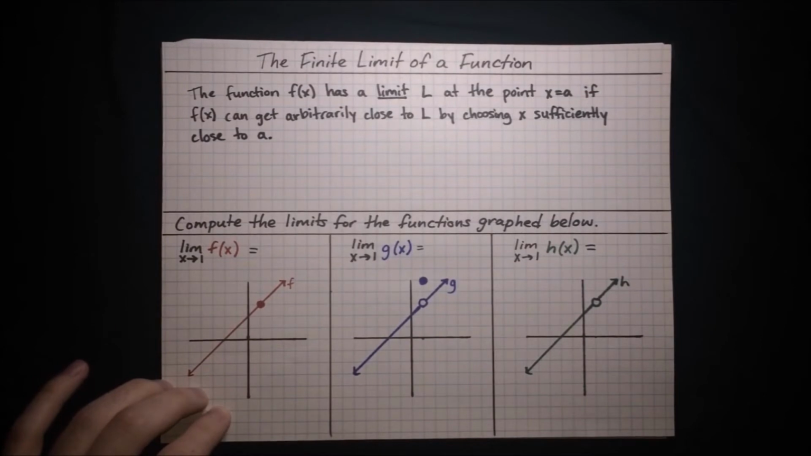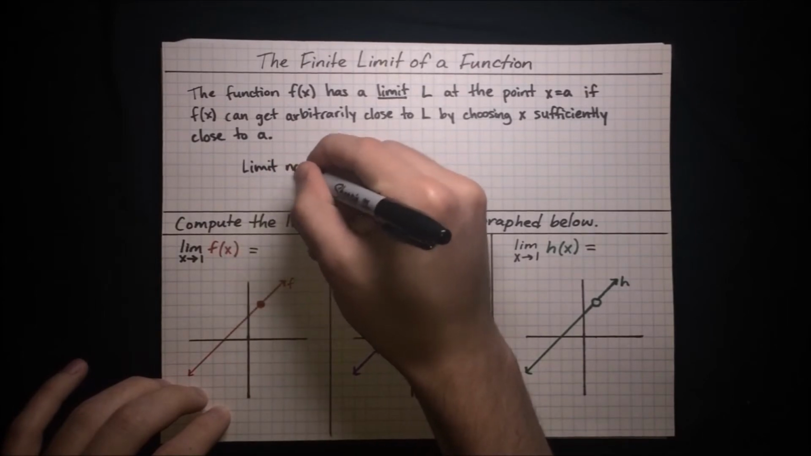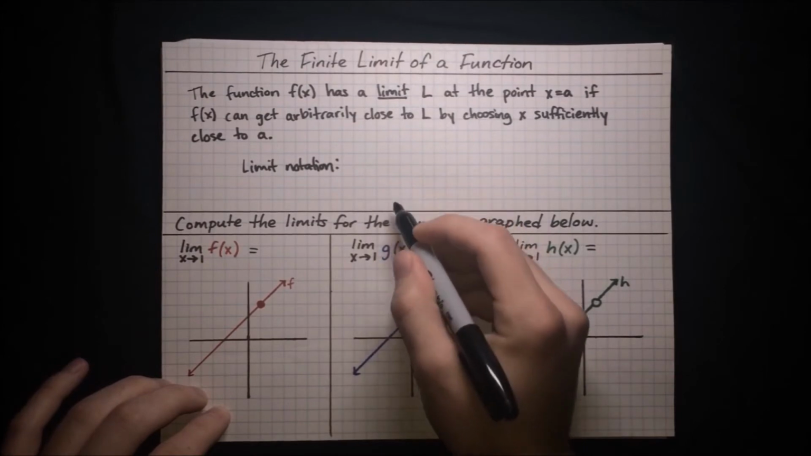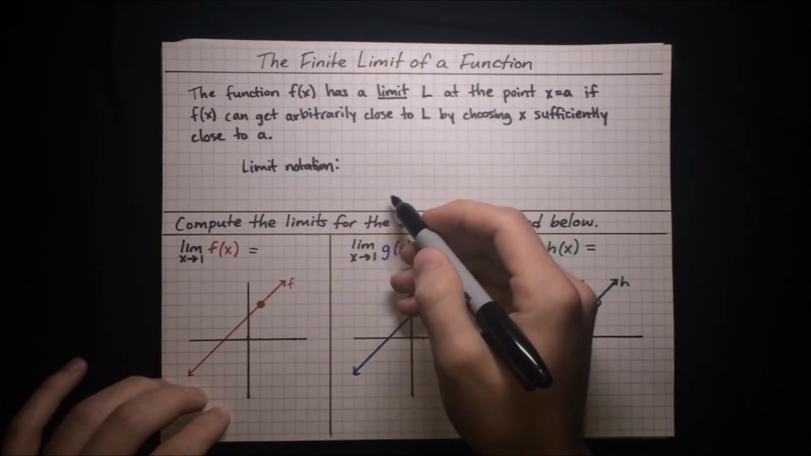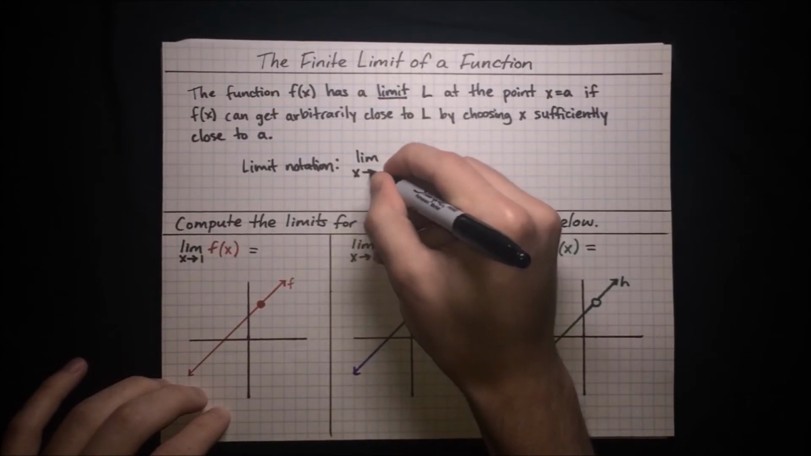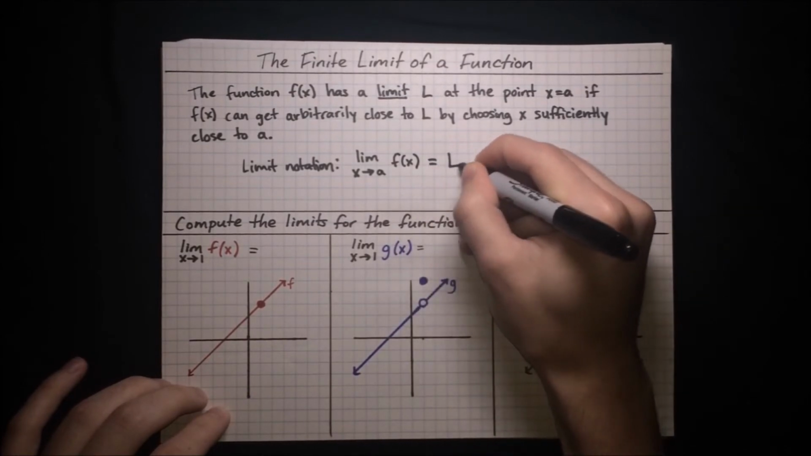So really the limit of a function at some input value, a, is just what the output appears to approach as the input gets closer and closer to the input value a. We also have some notation specifically designed for limits. Our limit notation for the above statement that f of x has a limit L at the point x equals a is we write that the limit as x approaches a of f of x is equal to L.